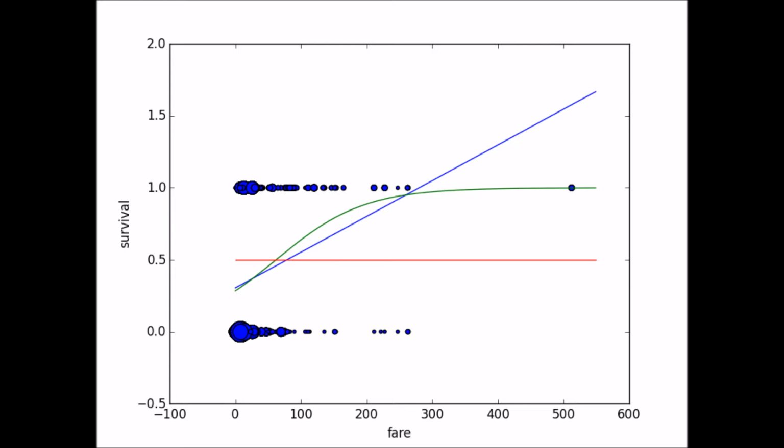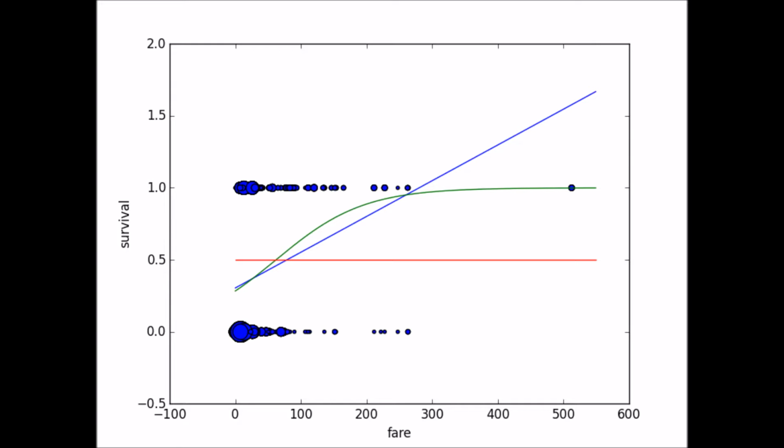So we see right away that the green line is doing a good job at predicting later on at higher fares, but perhaps the blue line is doing well at predicting lower fares. Let's focus on the logistic model for a second and see how many of these people it's predicting correctly. So how do we know how many people it's predicting correctly?